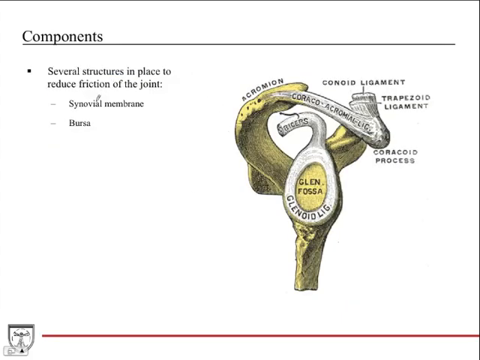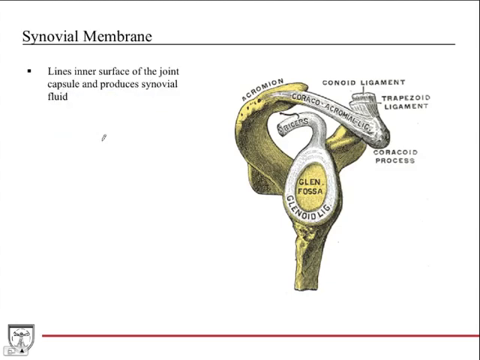Several structures are in place to reduce friction of the joint. The synovial membrane is inside of the joint capsule. There are also several bursa, which we'll talk about in a second. So the synovial membrane, like we said, lines the inner surface of the joint capsule, and it produces synovial fluid to allow a significant freedom of motion.